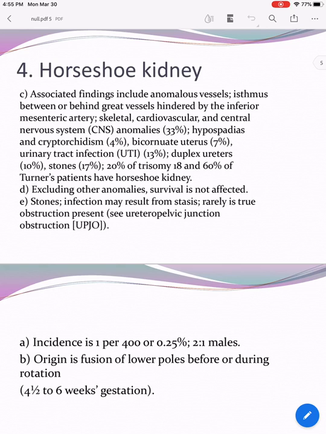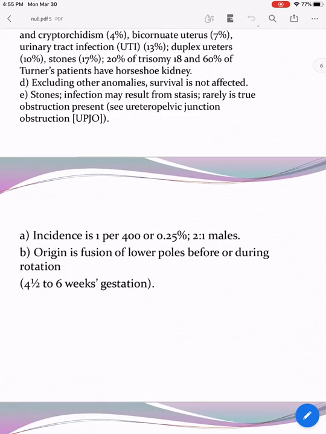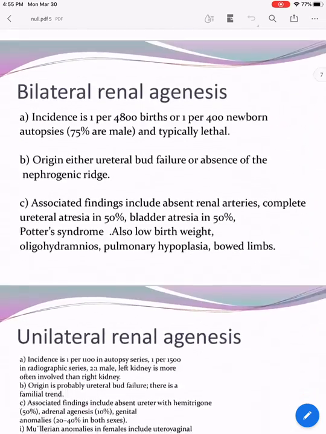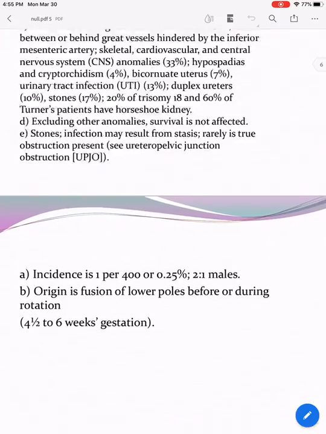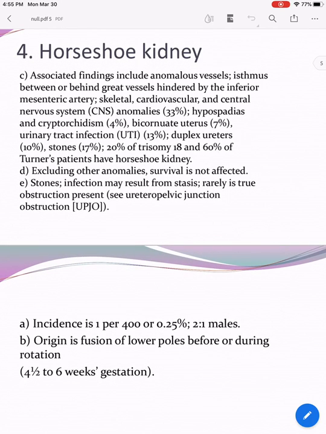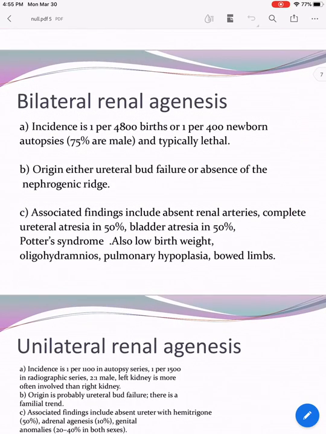It is quite a common condition in patients with Turner syndrome, about 60% of patients, and about 20% in patients with trisomy 18. One of the commonest anomalies presented with the horseshoe kidney is PUJ obstruction, pelvic-ureteric junction obstruction, in about 1/3 of cases. What prevents the normal ascent of the kidney to its normal site is the vascular structure, which is the inferior mesenteric artery. Now, regarding anomalies of number, we have bilateral renal agenesis.